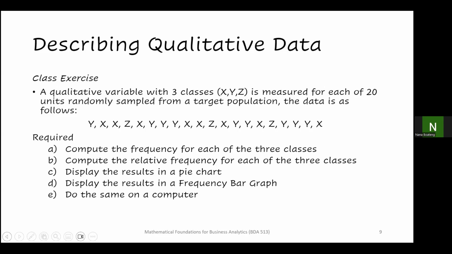Okay. So you see that this was a qualitative data, but we counted them and we've been able to calculate the frequency for each class and also the relative frequency for each class. So with that, we are able to display the results in a bar graph, or if we are using a pie chart, we can do that. All right.